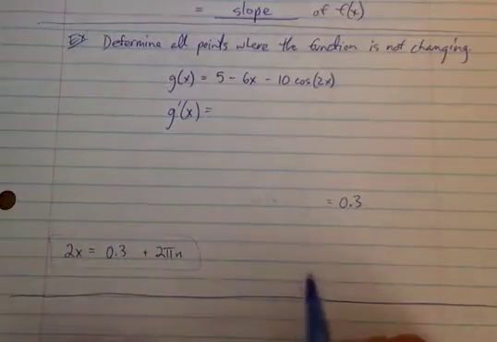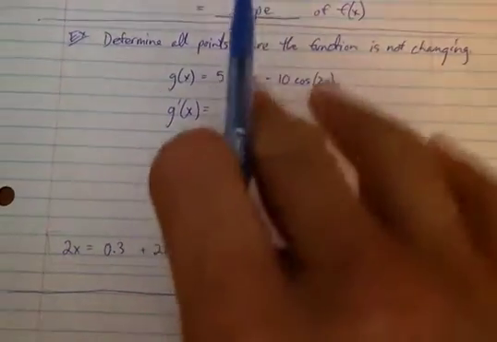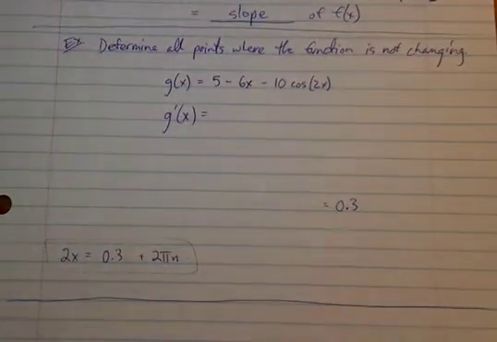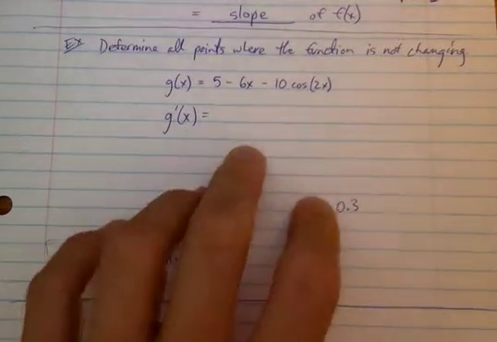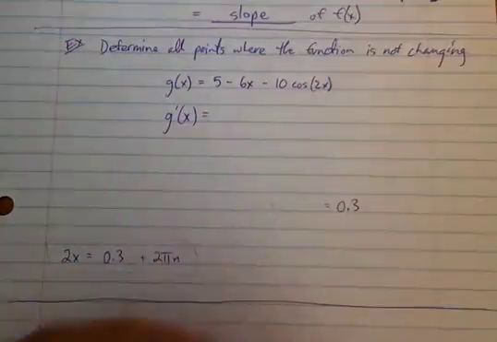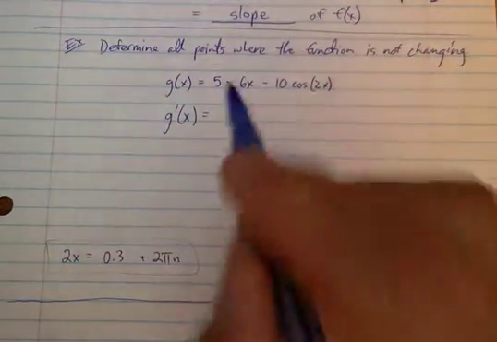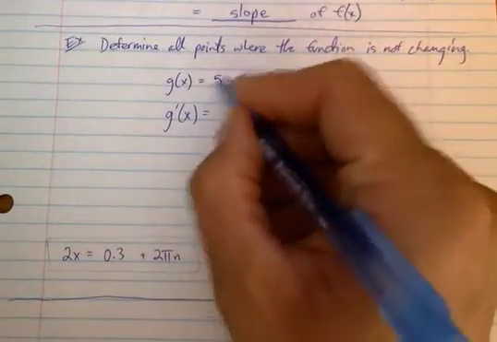Exactly. So let's determine, for instance, all the points where this function is not changing. What does not changing mean in mathematical calculus terms? Well, it means a point where the slope is 0. And how do we find where the slope is 0? Well, we know we're talking about slope, so right off the bat we know we're going to take the derivative. So the derivative of that is 0.